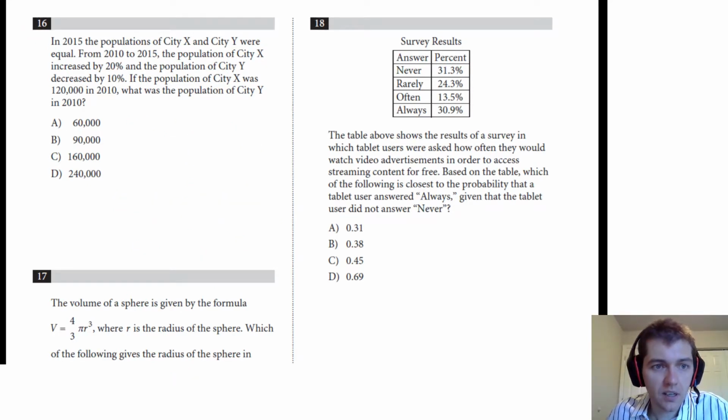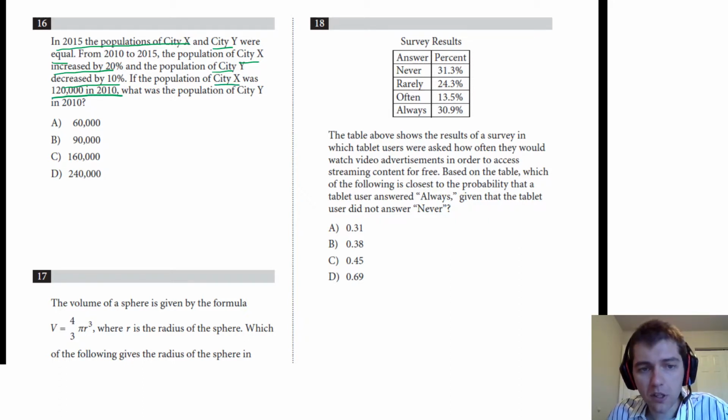Problem 16. In 2015, the populations of city X and city Y were equal. From 2010 to 2015, the population of city X increased by 20%. The population of city Y decreased by 10%. If the population of city X was 120,000 in 2010, what was the population of city Y in 2010?